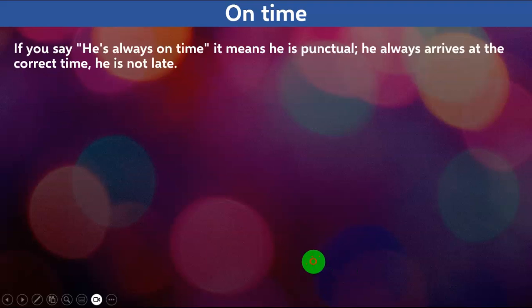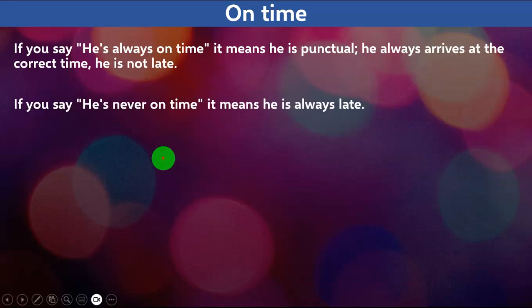Now, staying with on time, you need to remember, if you say he's always on time, it means he's punctual. He always arrives at the correct time. He's not late, right? If you say he's never on time, it means he's always late. So that is something you need to remember with on time.